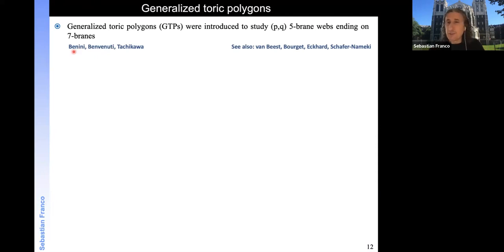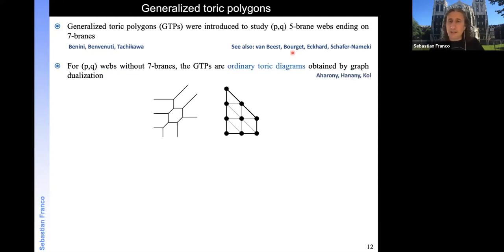Francesco wrote this beautiful paper. They were studying webs of 5 branes ending on 7 branes. And they introduced this notion that they call dot diagrams to more or less capture the s-rule and how the branes end on 7 branes. Also, Sakura and Antoine talk more about the connection to toric geometry and so on. And these diagrams are as follows.